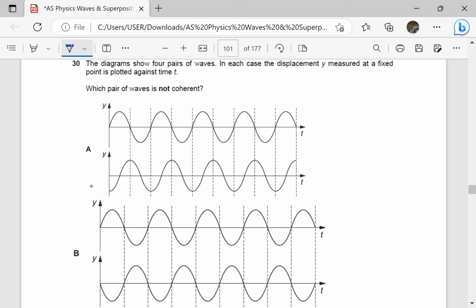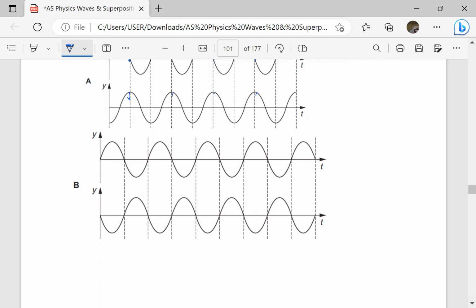So check the initial phase difference here. The particle here is vibrating upwards and is at equilibrium. The particle here is downwards and is at maximum displacement. And you notice that it is the same, it is being maintained every time.